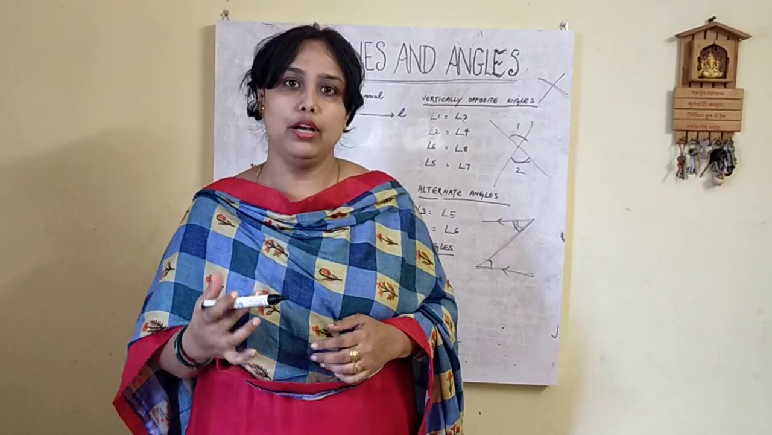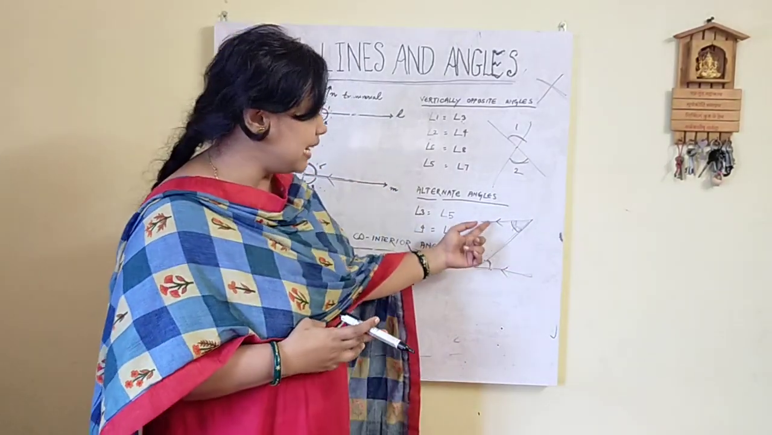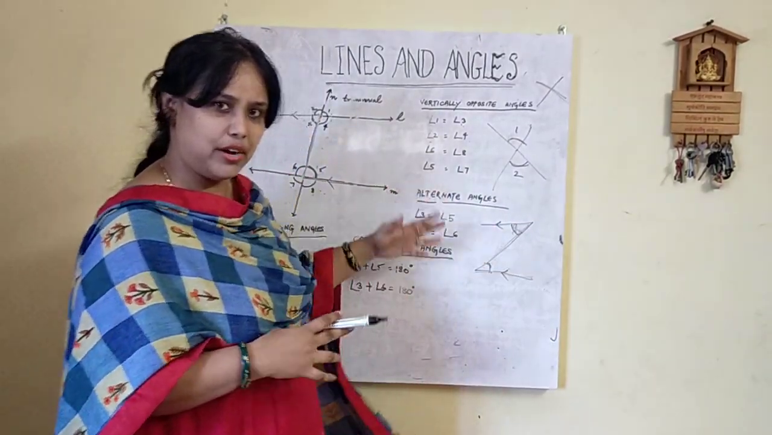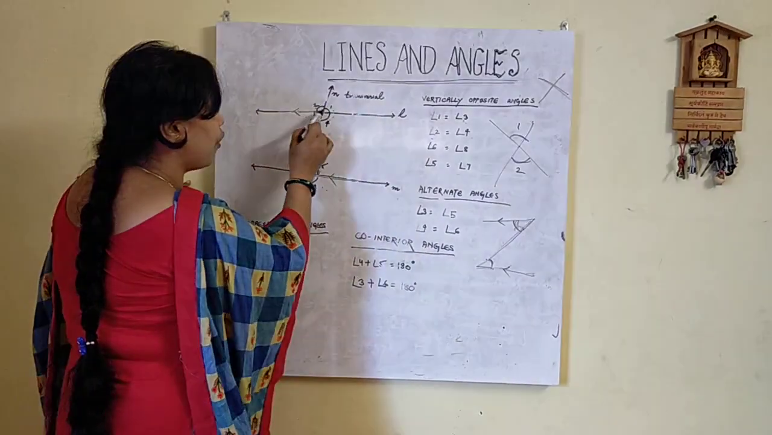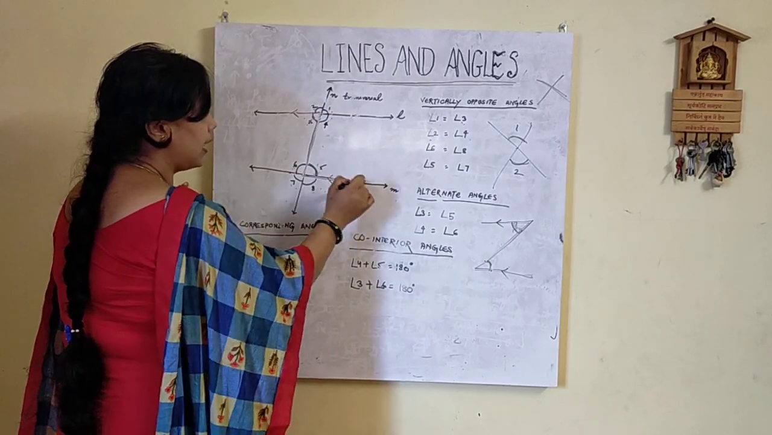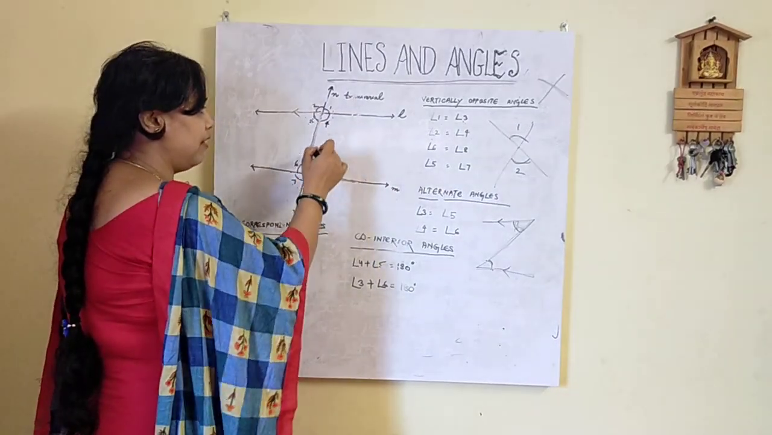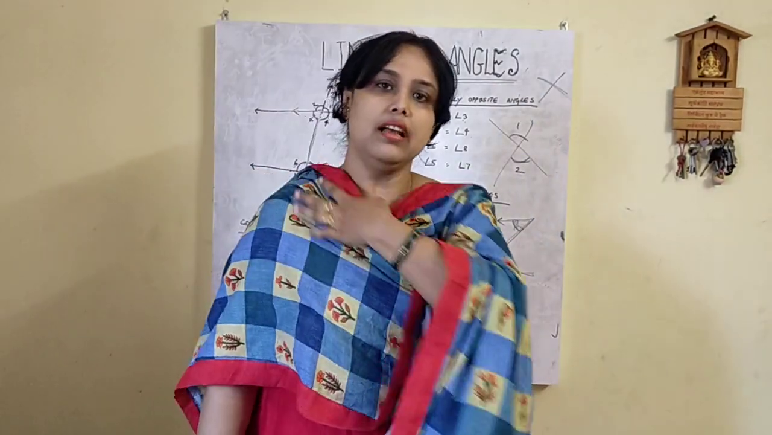Now you should be able to identify and visualize. It is very simple. Just take a Z figure and try to visualize a Z between two parallel lines. Here I have already drawn it for you. Angle 3 is equal to angle 5 and angle 4 is equal to angle 6. So these are the alternate angles.